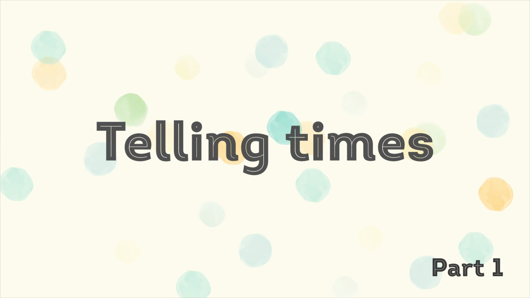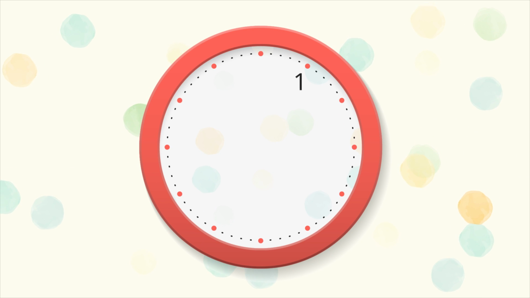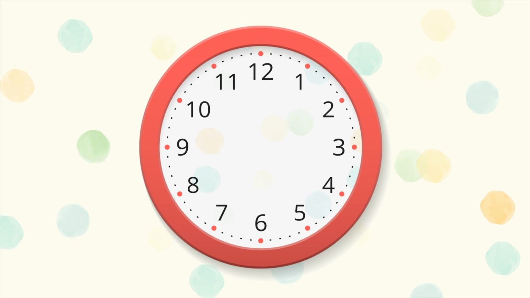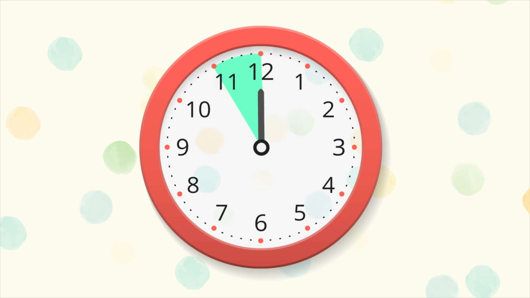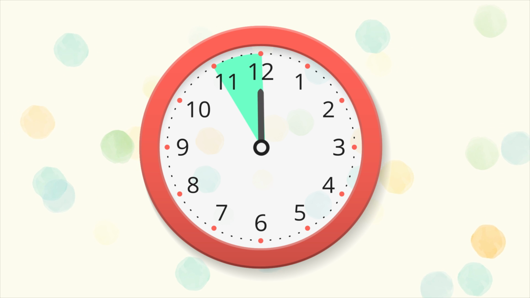Today, we're going to learn how to tell times in English. Look at the clock. There are 12 numbers on the clock face. To read the hours, we use an hour hand. In 1 hour, an hour hand travels one section, from one number to the next.